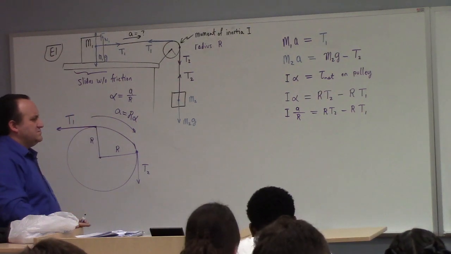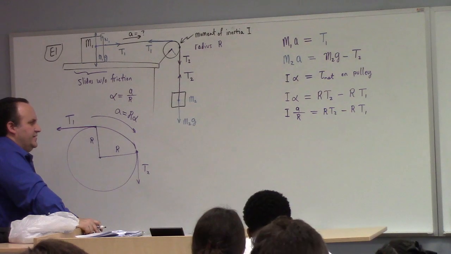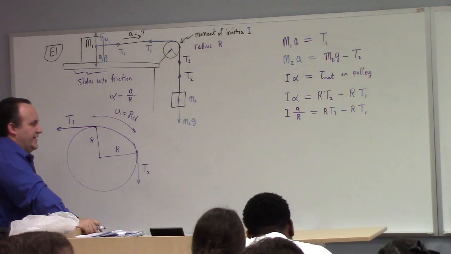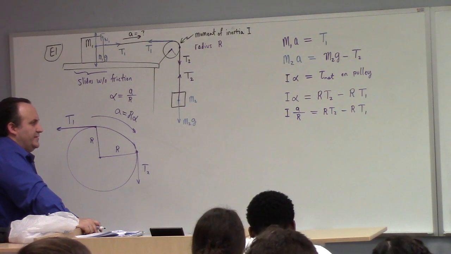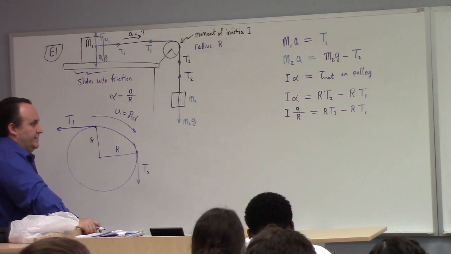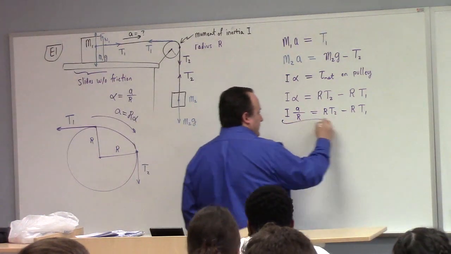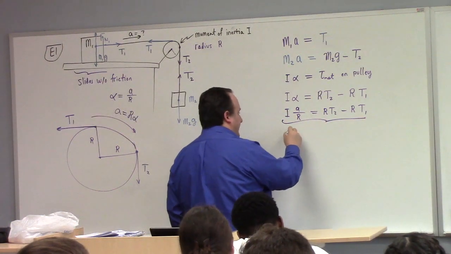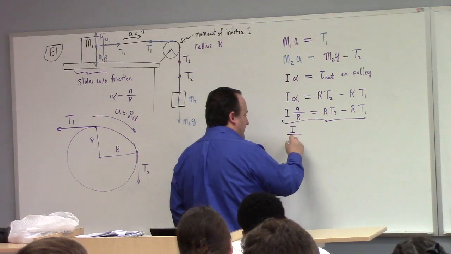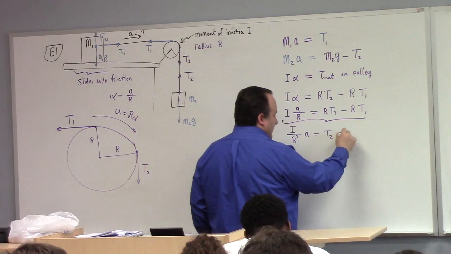That feels funny. Let me think about it for a second. No, it's fine. A typical moment of inertia is like m r squared, so I think that still makes sense. Okay, so then if I divide this by r, I've got I over r squared times A is equal to T2 minus T1.